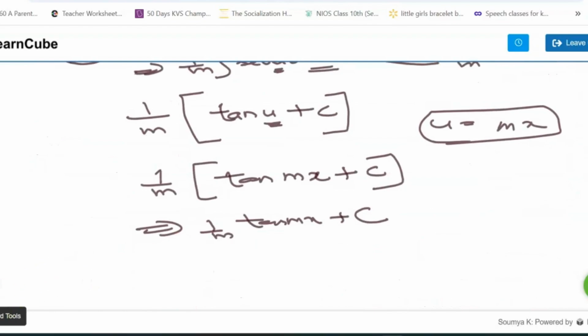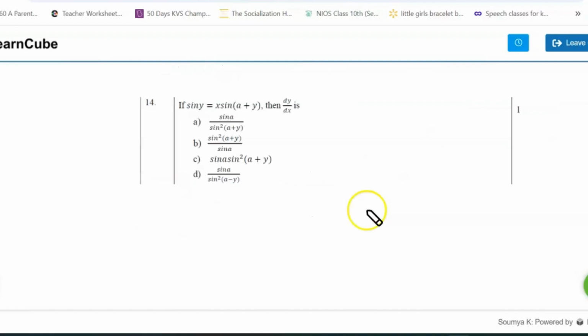Hope you understood how to do this question. You have to have basic knowledge of differentiation and integration. Question 14, again it is from the differentiation portion.